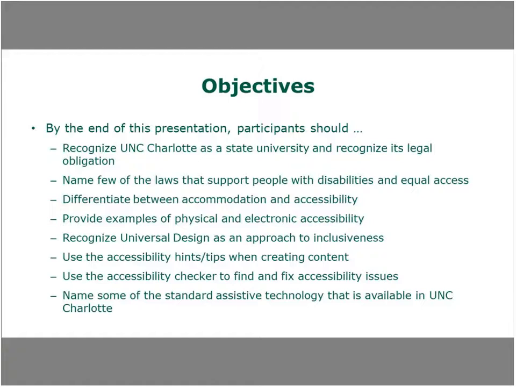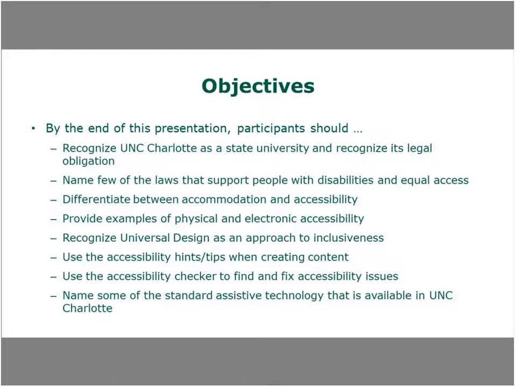So the objective of this workshop is, as stated here, by the end of this workshop, you'll be able to recognize UNC Charlotte as a state university and recognize its legal obligation. You'll be able to claim a few of the laws that support people with disabilities and provide equal access. You'll be able to differentiate between two important terminologies: accommodation and accessibility. People are always confused about what is accommodation and what is accessibility and who is responsible for this or that. You'll be able to provide examples related to physical and electronic accessibility.